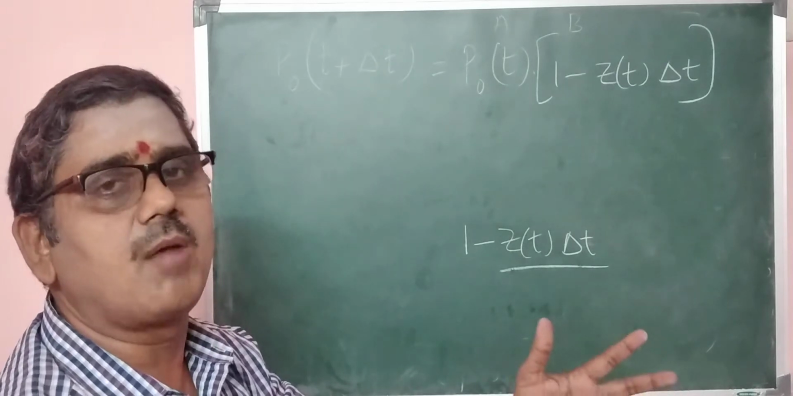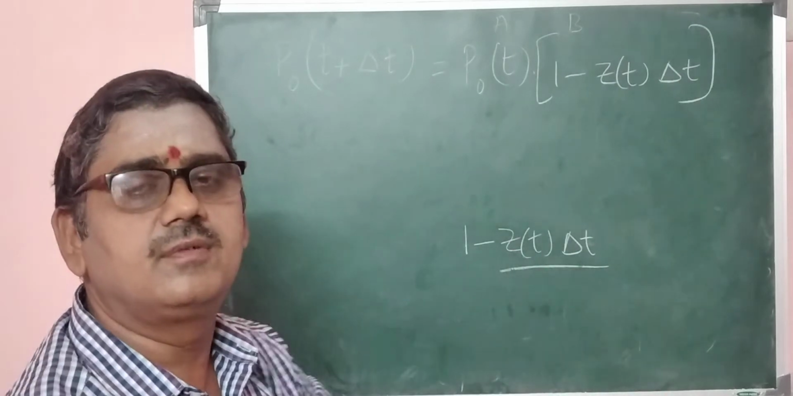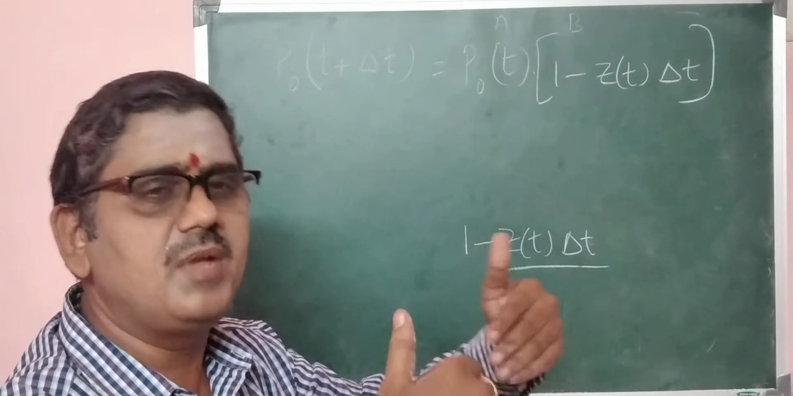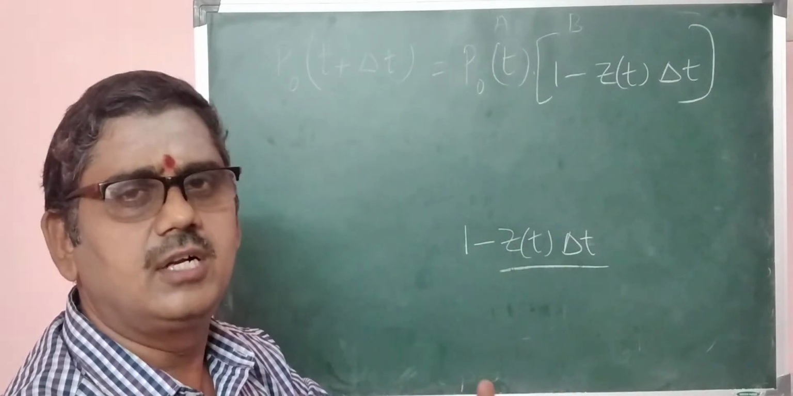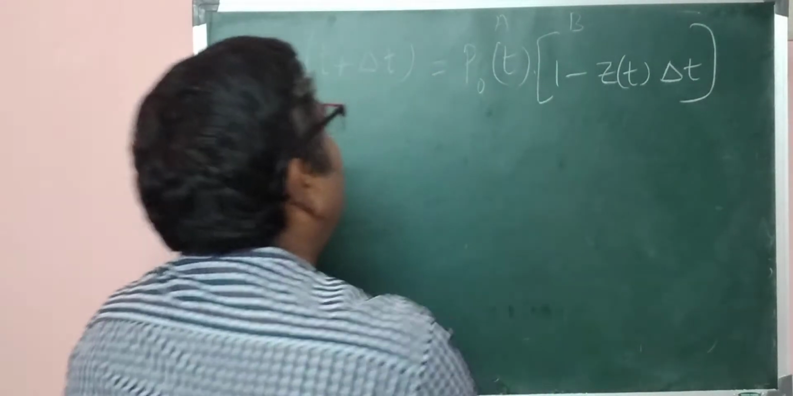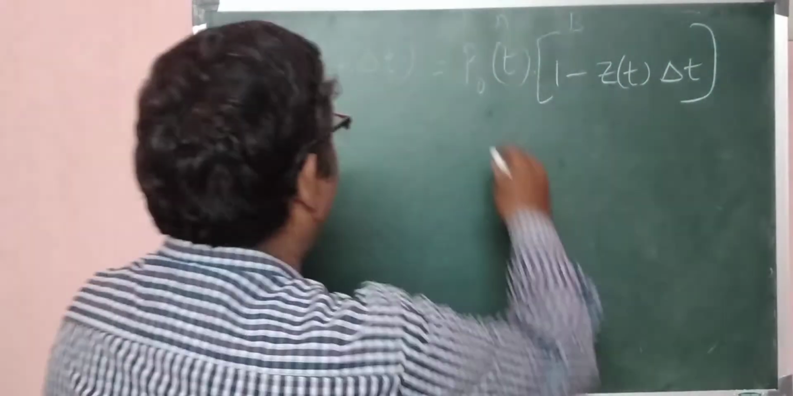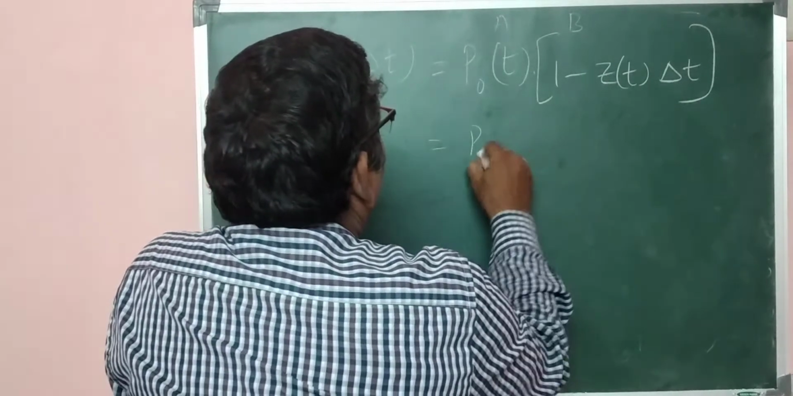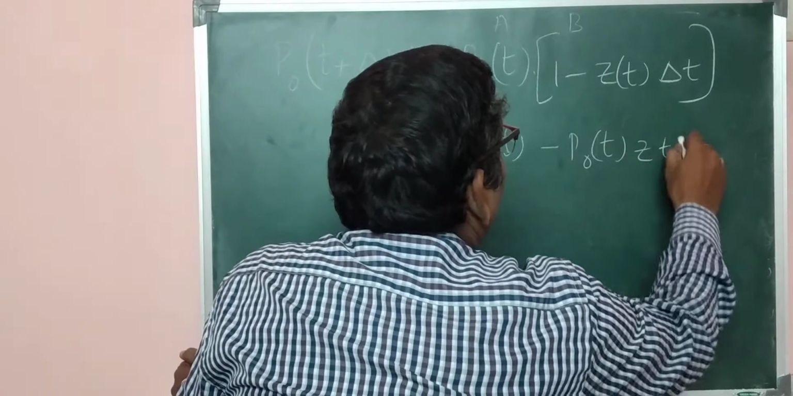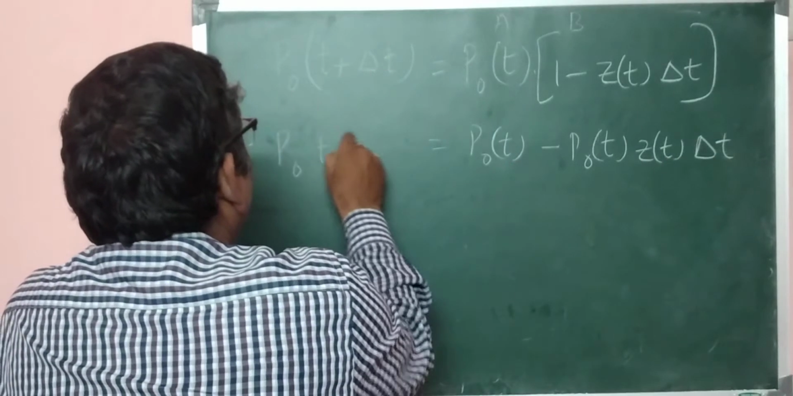Multiplication of the probabilities of two events. Probability of A into probability of B given A are said to be dependent events, right? So now you multiply; the remaining is a simple derivation. So you multiply here: P naught of t minus P naught of t multiplied by z of t into delta t. This is P naught of t plus delta t.